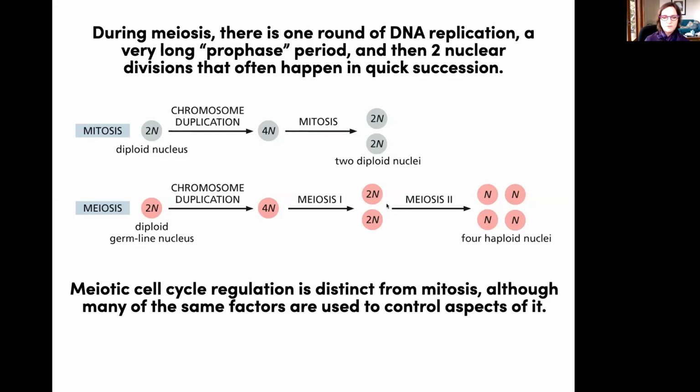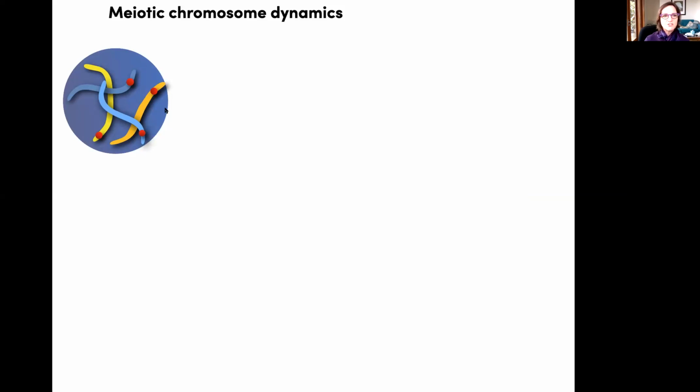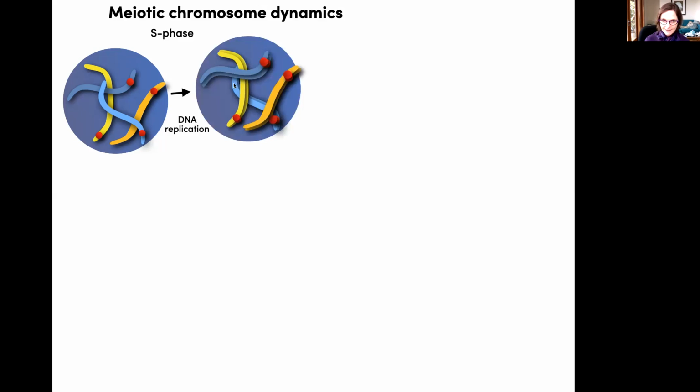So just to go through kind of an illustration of how this all works. This is just a schema, like a diagram of a nucleus that has just two pairs of chromosomes, just for simplicity. And so there's this yellowish pair and there's a bluish pair, and they want to separate from each other. In order for that to happen, they first replicate, as I said, so they go through an S phase. Some people consider that to be part of meiosis. Some people consider it to be a prelude to meiosis. I don't really care.